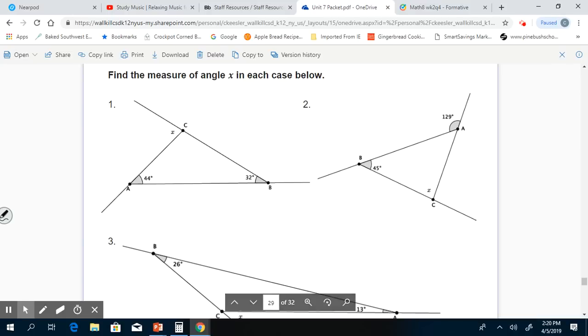Today we're going to be taking one last look at triangles and their angle measures. In the directions, you see that the directions are to find the measure of angle x in each case below, and we're going to be looking to see if there's a relationship we can find between those angles.